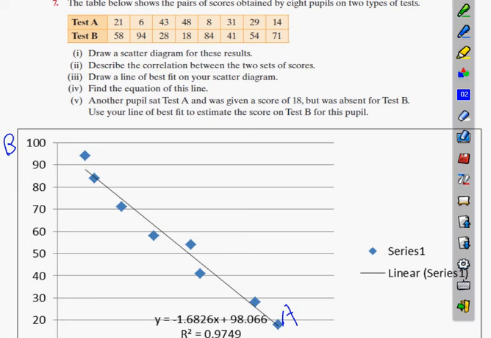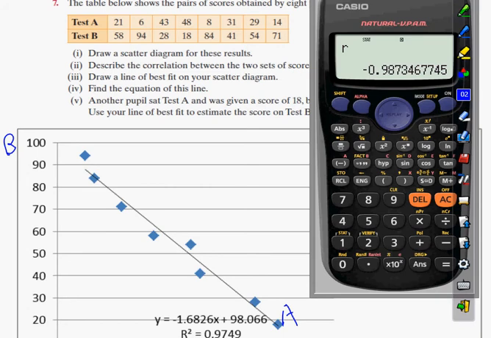Now, to do the calculator part, what you do is you press mode, stats, variable, and you enter in your numbers, right? 21, 6, 43, 48, 48, 8, 31, 29, and 14, okay? Then on the other side, what you have is 58, 94, 28, 18, was it? Just 42. Oh yeah, see it?